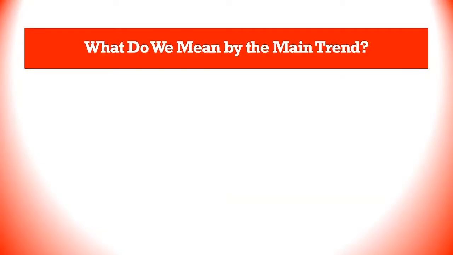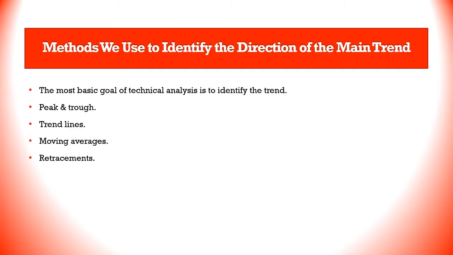Okay. Let's get back to the slide. First of all, let us talk about what kind of methods we can use to identify the direction of the main trend. Keep in mind that the most basic goal of technical analysis, of the entire practice of technical analysis, is to identify the trend. When you identify the trend, you know what to do.